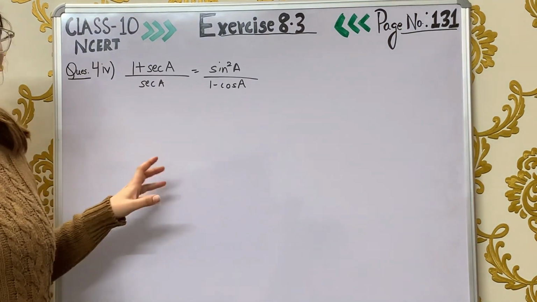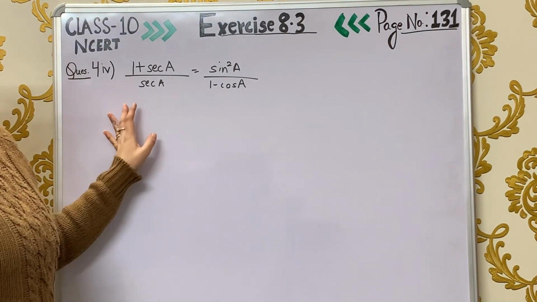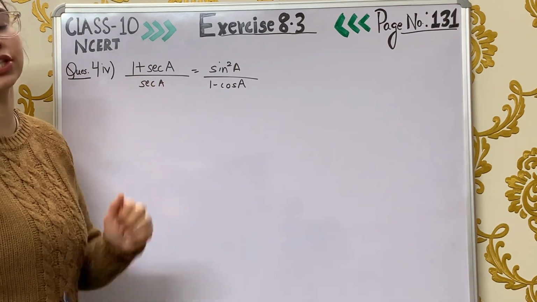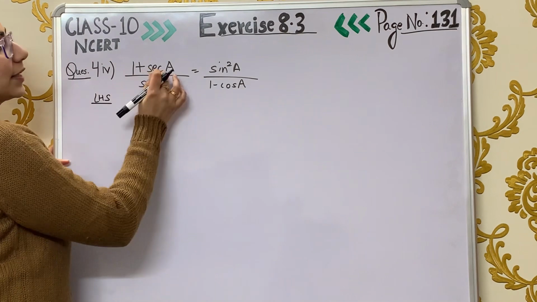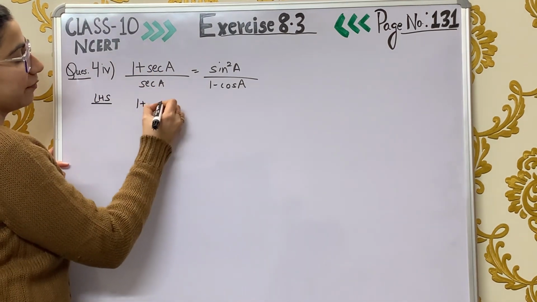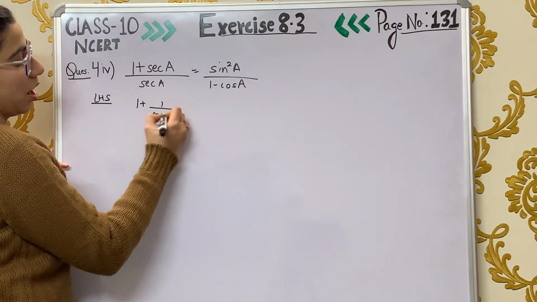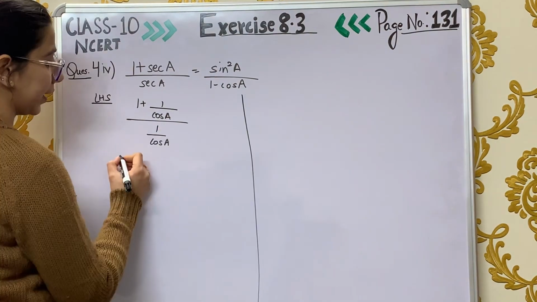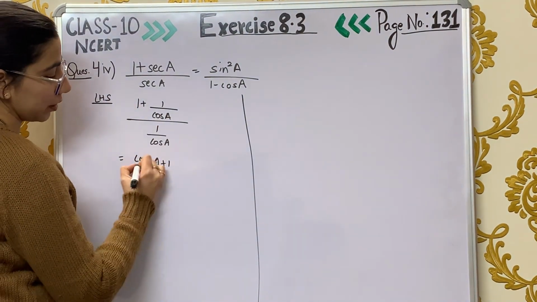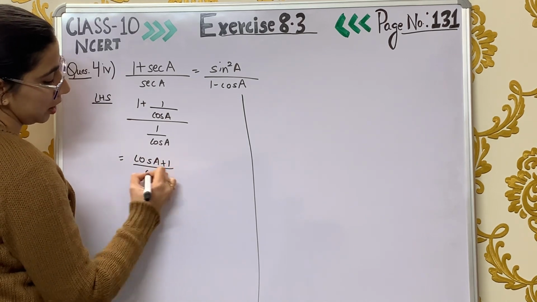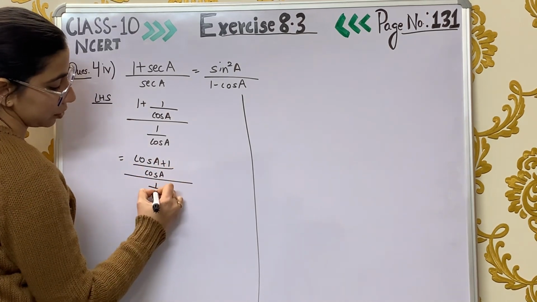Now let's start the fourth part. Here in the book itself we are given that we need to solve LHS and RHS separately. So let's start with LHS first. We can write secant in terms of cos A. So it's going to be 1 plus 1 by cos A upon 1 by cos A. Taking LCM in the numerator, we get cos A plus 1 upon cos A divided by 1 by cos A.